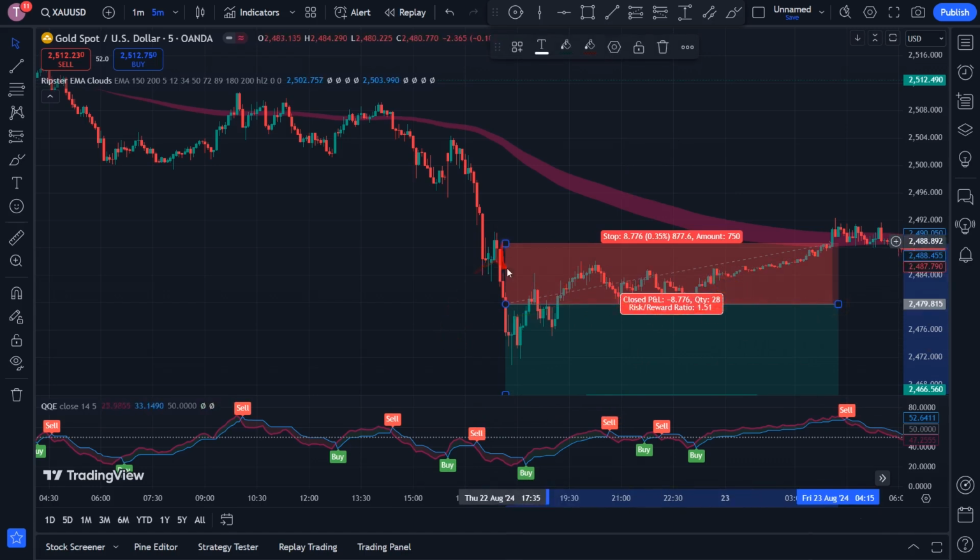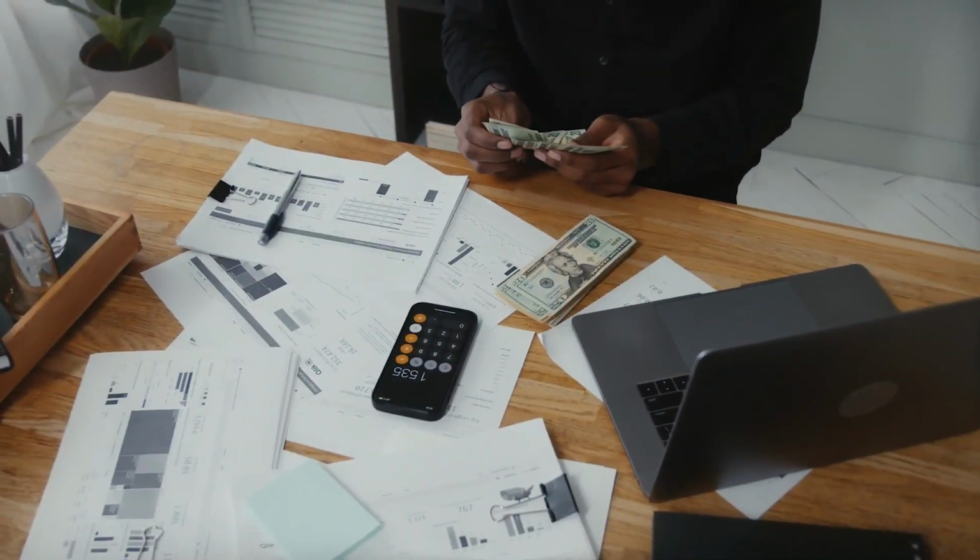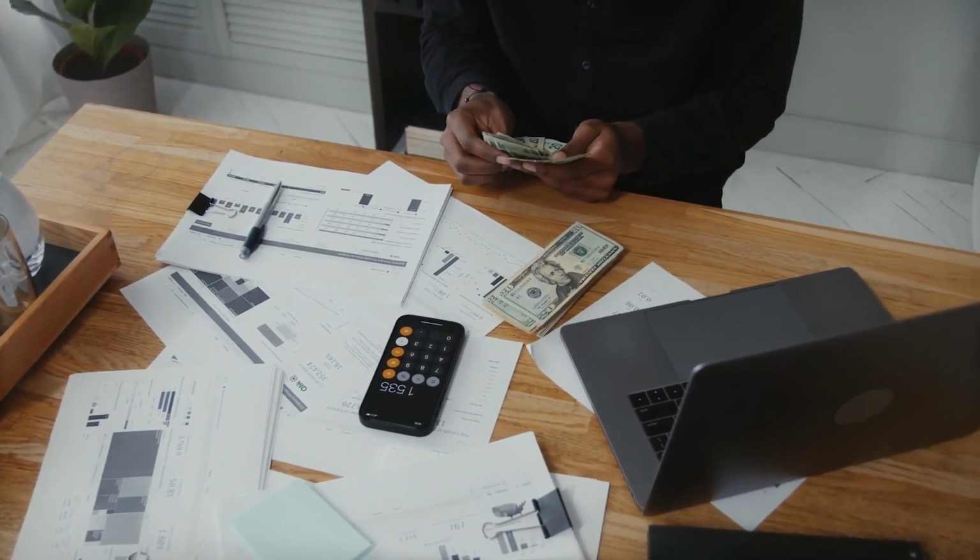Well, I think I've covered everything regarding this strategy. Finally, don't forget to use money management rules in your trades and stick to these rules.